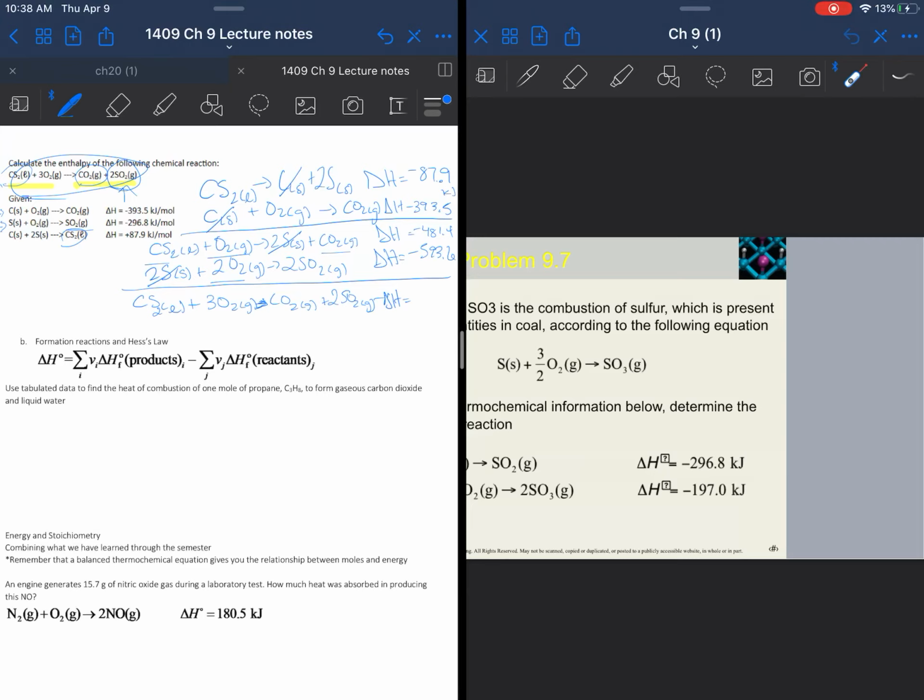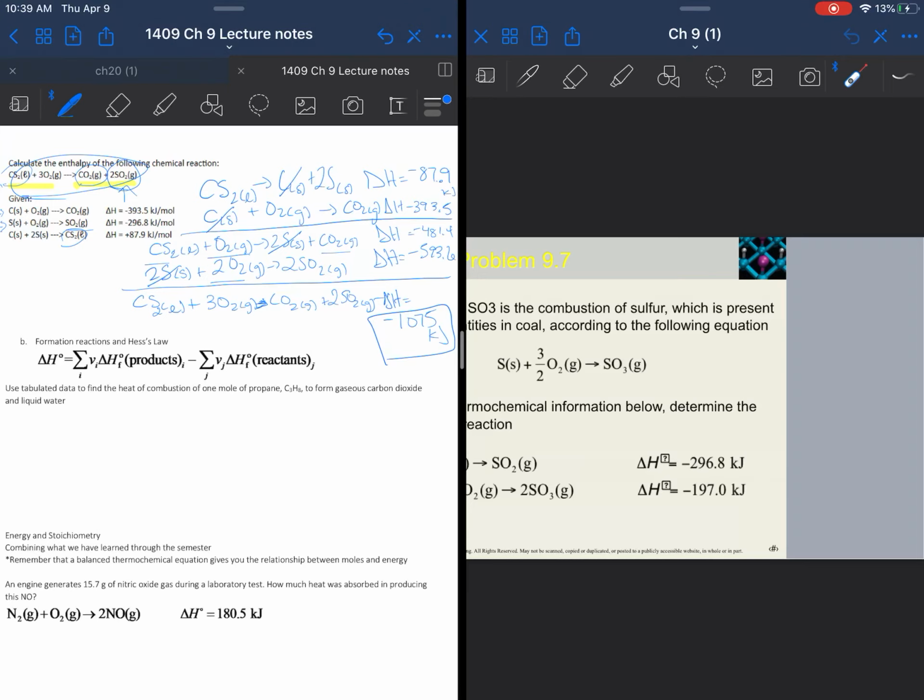So to finish the problem, we just need to solve for delta H. There we go. Okay. Delta H is now going to be equivalent to negative 1,075 kilojoules. All right, these are fun little puzzles, but you definitely need to practice.